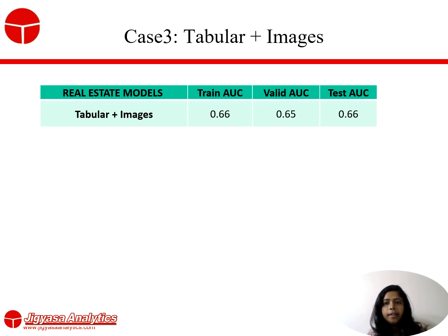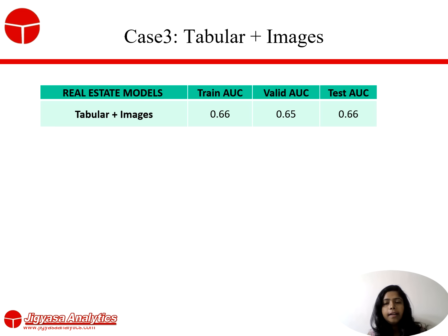Train AUC here is 0.66, valid AUC is 0.65, while test AUC is 0.66. This slide presents the result of incorporating image data along with the tabular data.